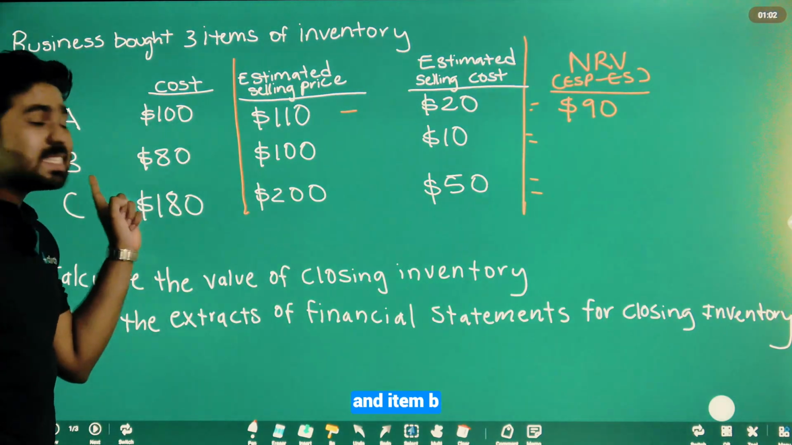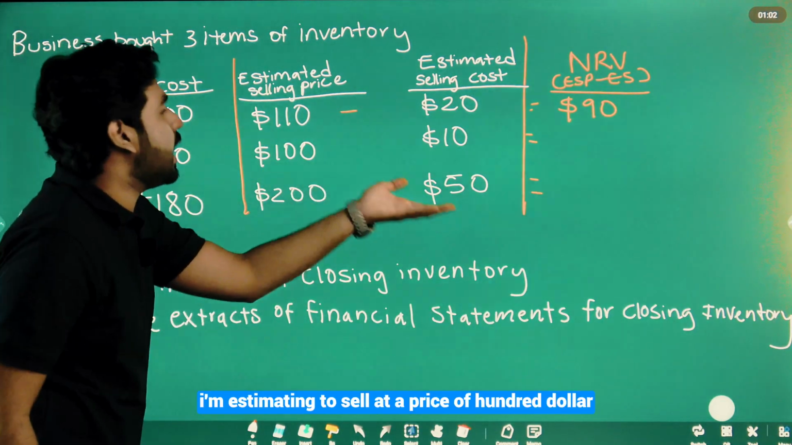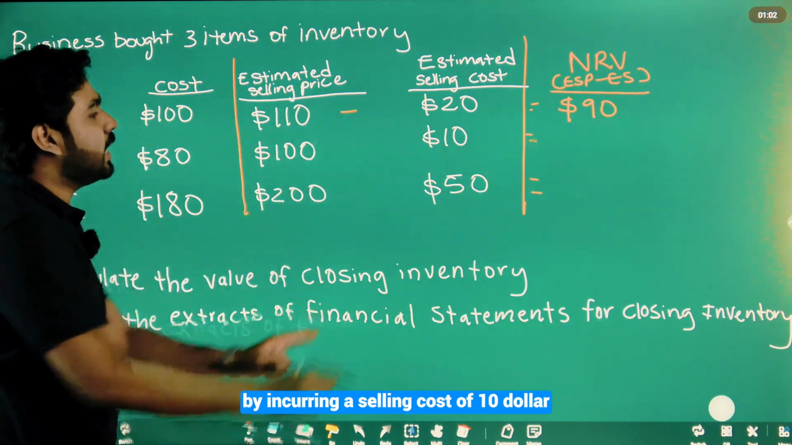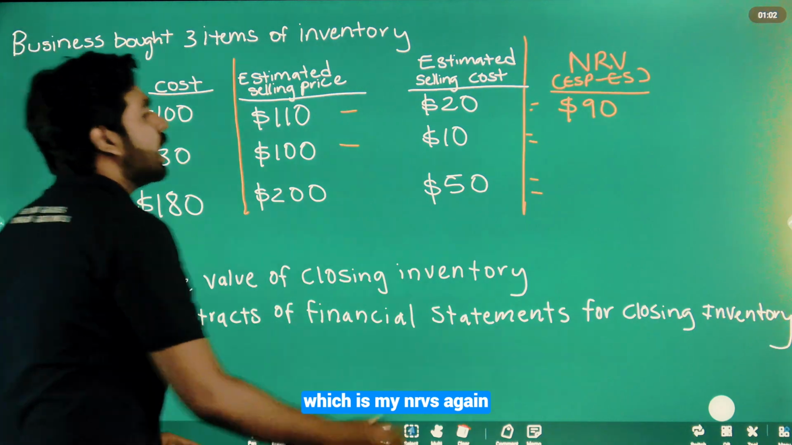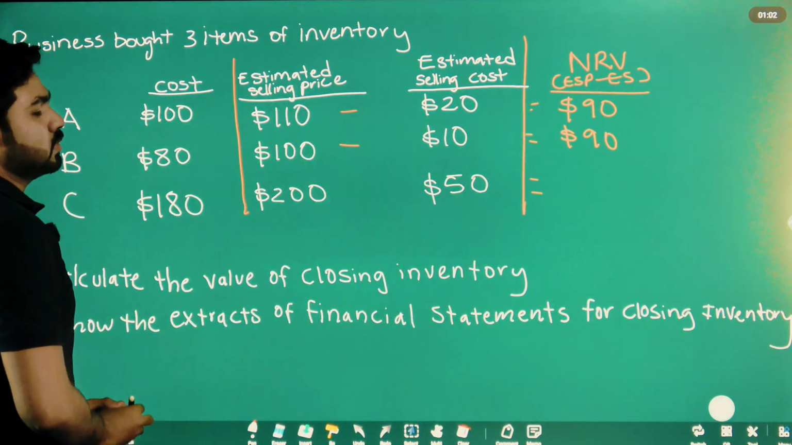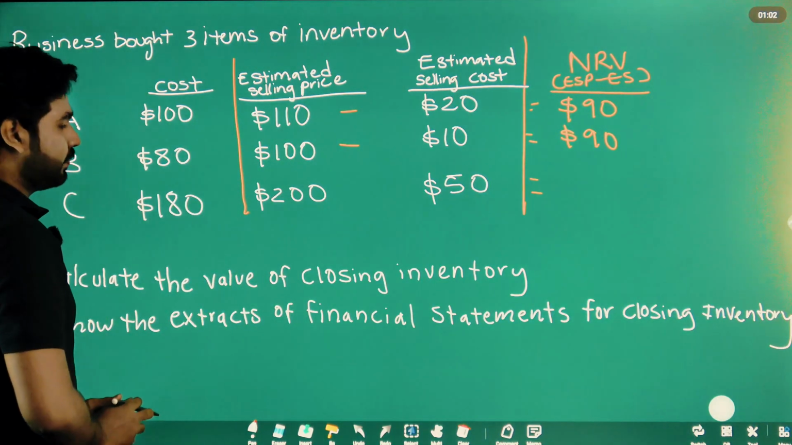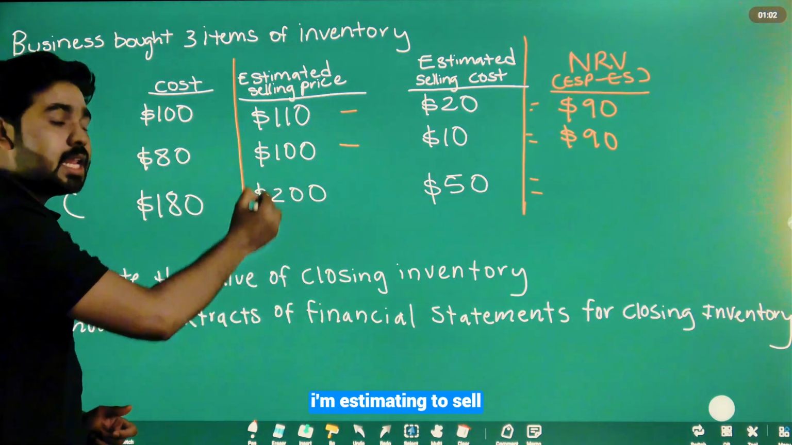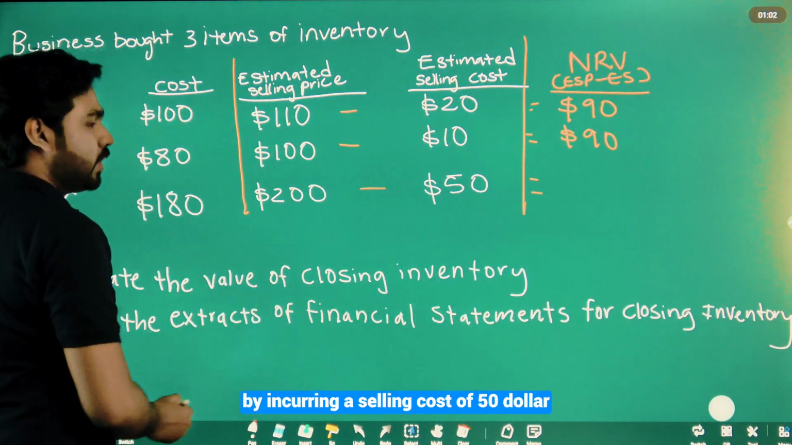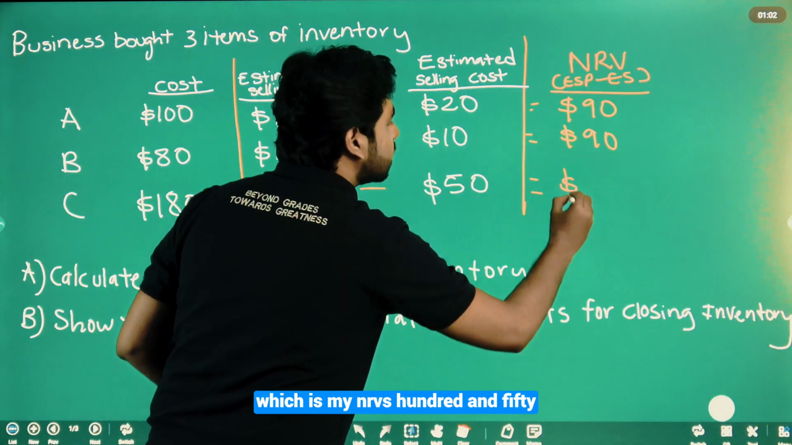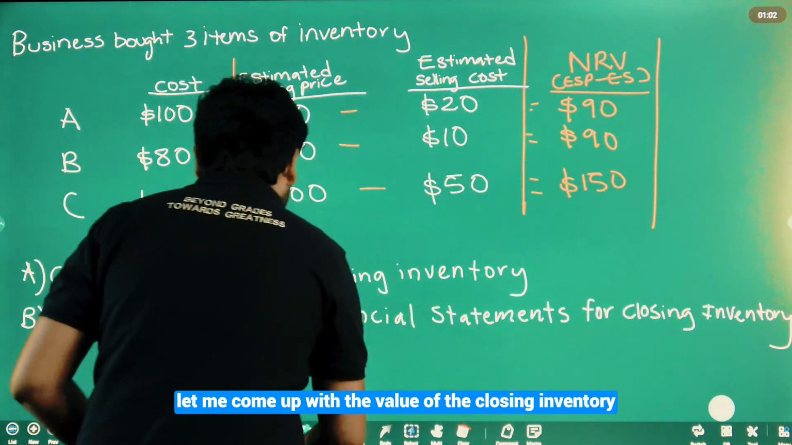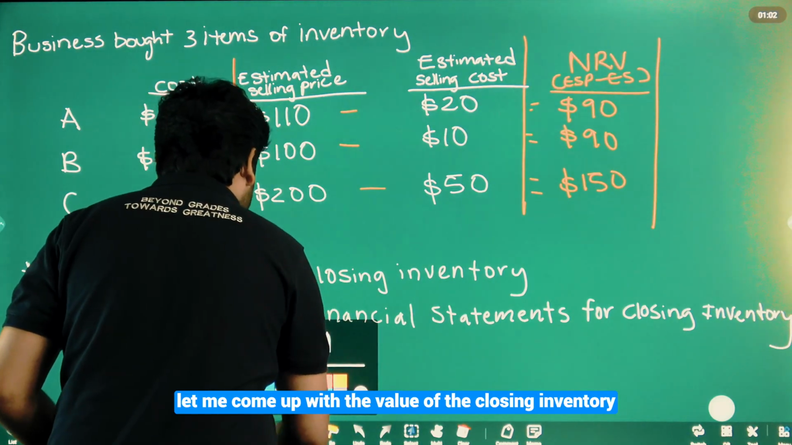And item B, I'm estimating to sell at a price of $100 by incurring a selling cost of $10, which means my NRV is again $90. And item C, I'm estimating to sell each and every unit at a price of $200 by incurring a selling cost of $50, which means my NRV is $150. Now let me come up with the value of the closing inventory.